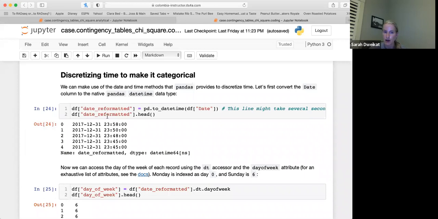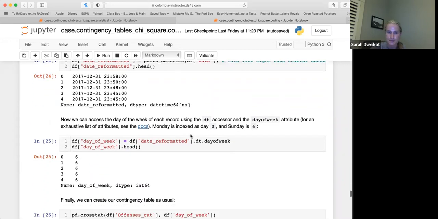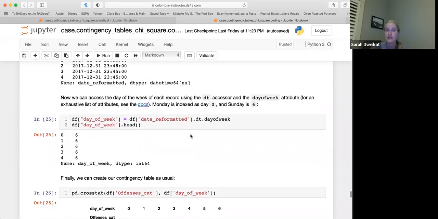If we just print our date reformatted column, that's what it looks like. It's now recognized as a data type of datetime. So we just use this to_datetime. Now that we've done that, we can use a lot of really cool functions from Python. So we're going to make a new column called day of the week, and then we just pull from our date reformatted column and we say .dt.dayofweek.